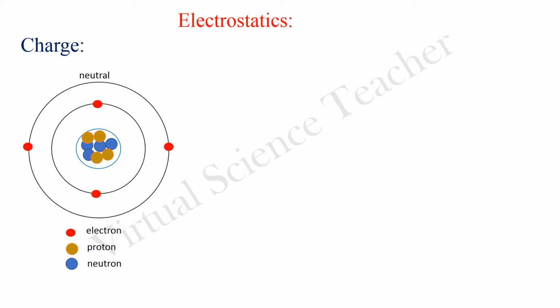Out of these elementary particles, electrons and protons are charged. Electrons are negatively charged, while protons are positively charged, and the neutron has no charge. In general, a neutral atom has an equal number of electrons and protons. Now, if somehow the number of electrons and protons is not equal, then charge is generated in the atom.